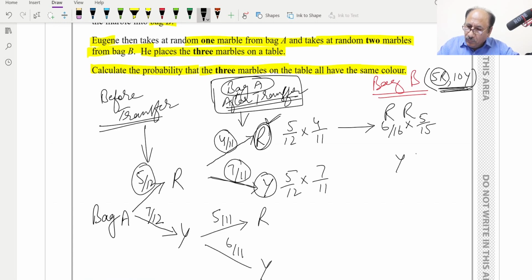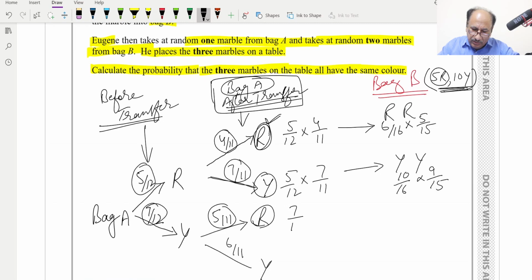So yellow probability for this scenario will be what? There are 10 yellow, so we are having now 10 yellow, so it will be 10 over 16, and the next will be 9 over 15. So this will be 9 over 15. This will be the yellow probability. And now this red one will have probability of 7 by 12 multiplied by 5 by 11. So I will write 7 by 12 multiplied by 5 by 11.